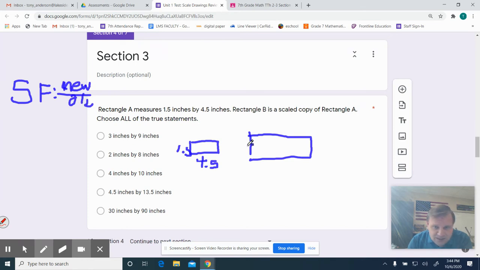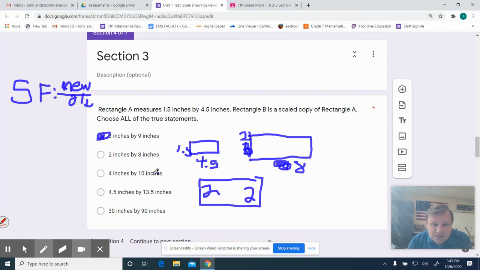So if I take all of these, let's say I take this first one here and I put 3 here and 9 here. If I want to know the scale factor, I'm going to divide each of these corresponding pieces. So I'm going to divide 9 by 4.5, and that's going to give me 2. Okay. I'm going to divide 3 by 1.5, and that's also going to give me 2. If these numbers come out to be the same, then I know that this is a good answer.